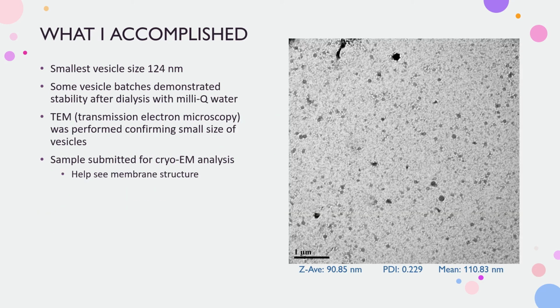So what in the end did I accomplish? I did reach vesicles that were the size of 124 nanometers. You can see on the sample to the right that the size listed is 90.85 nanometers. It was from a batch of ELPX that I did not particularly make. I did make the one that ended up with 124 nanometers though. You can see on the picture they're quite small, even with the TEM.